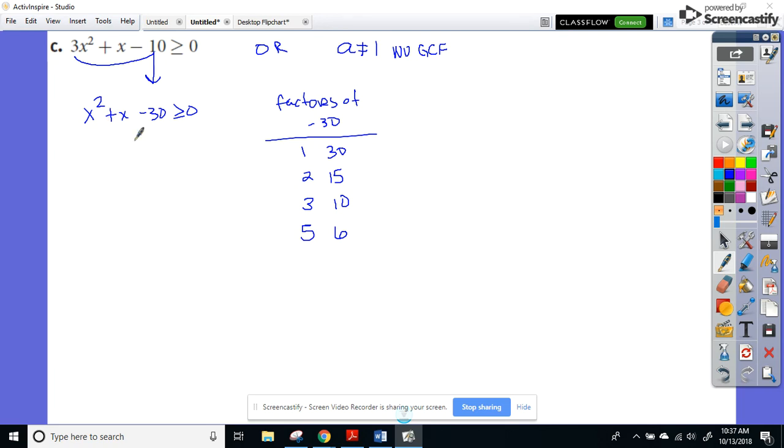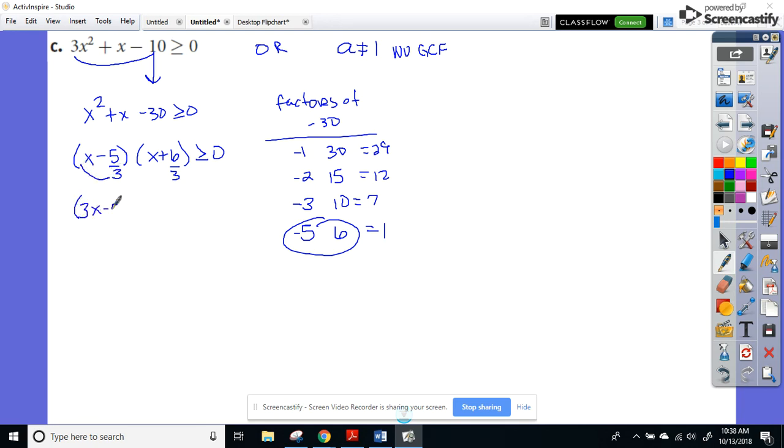Use the hint over here. This has to be the sign of the bigger number, so all the smaller numbers in each pair are the negatives. They need to combine together to give me 1, and that pair right there gives me 1. That one gives me 7, that one gives me 12, that one gives me 29. So this is the pair that I need. So this becomes x minus 5, x plus 6. Remember, this is the AC method, so I must go back and divide by that number I multiplied by. 5 over 3 will not reduce, so swing the 3. 6 over 3 will.